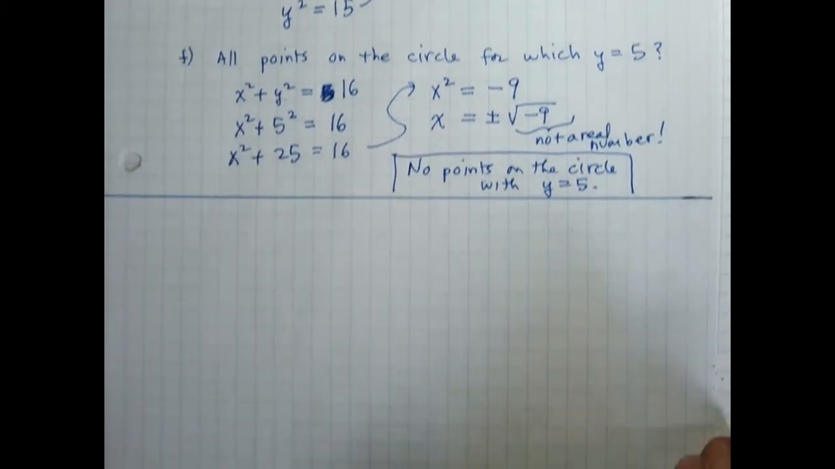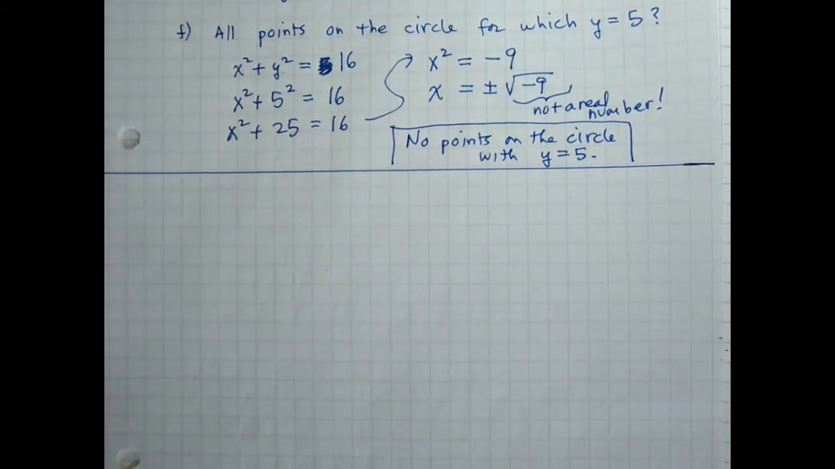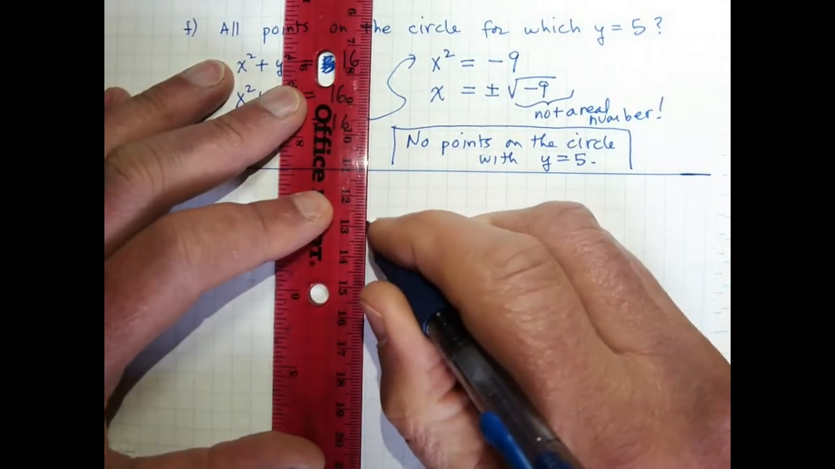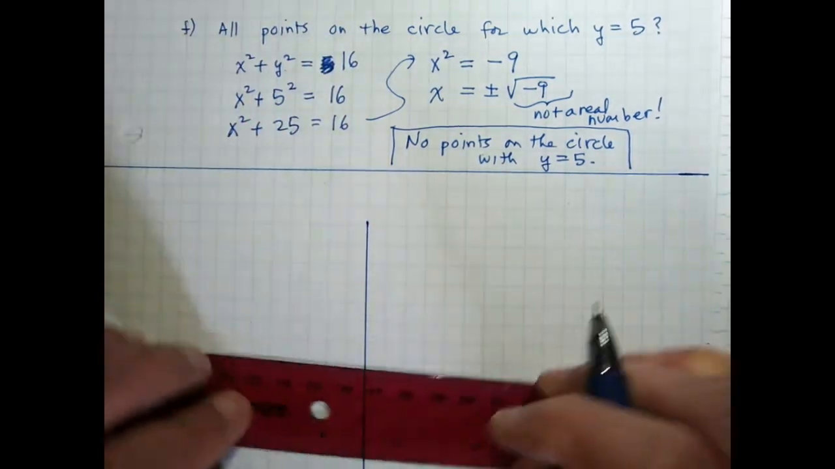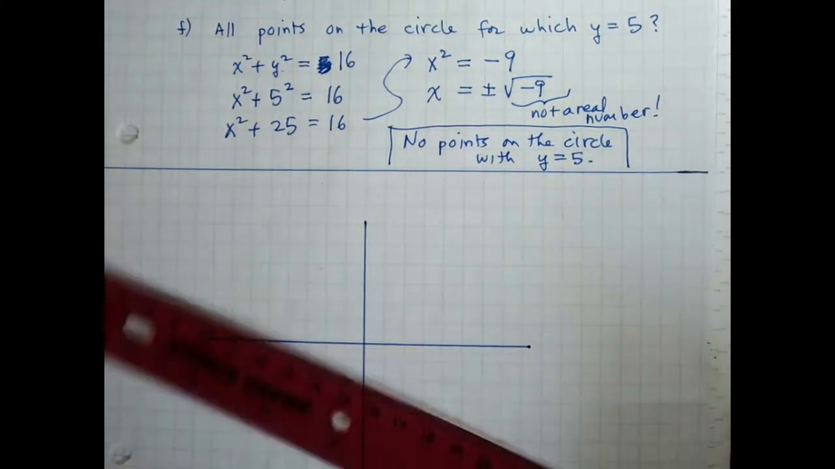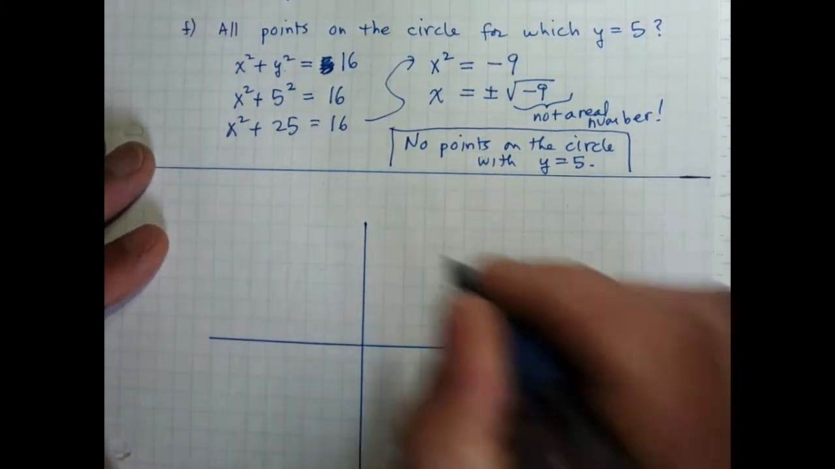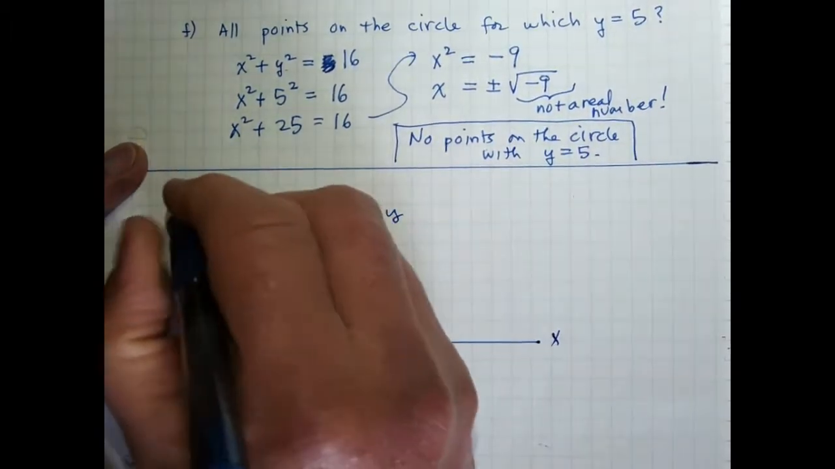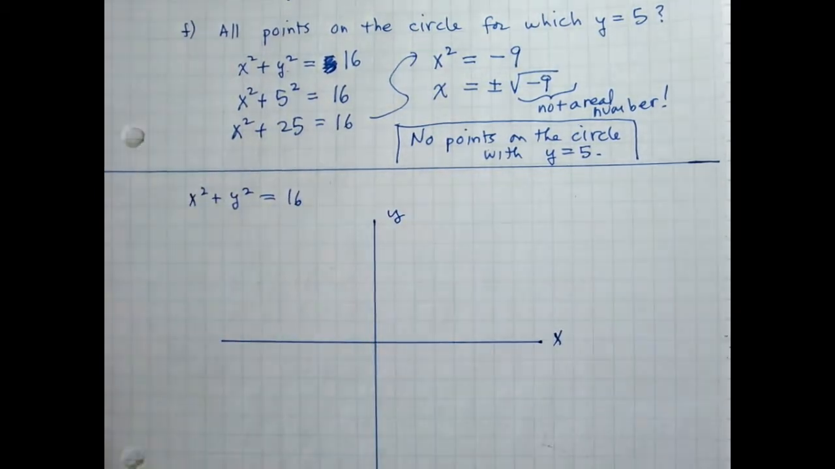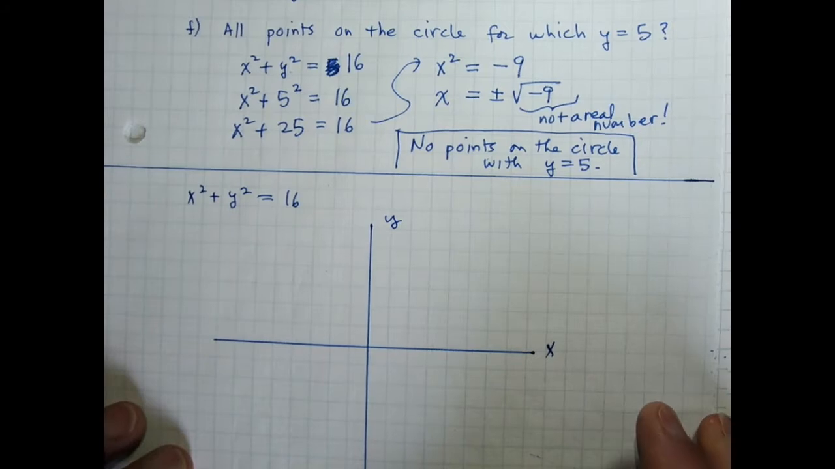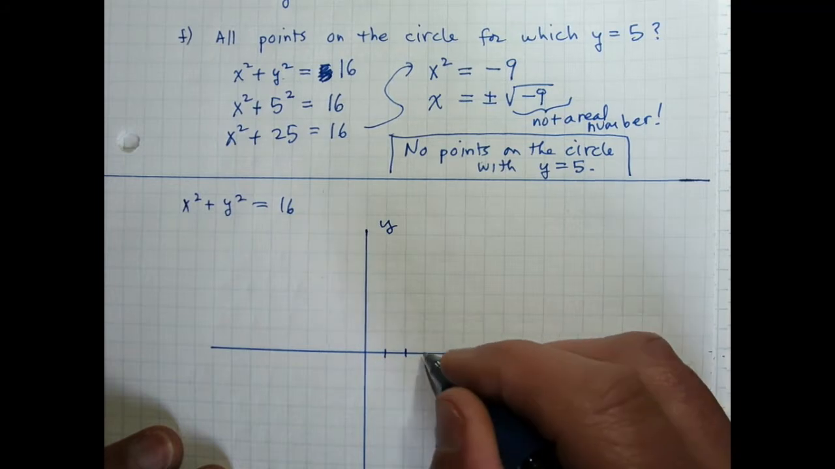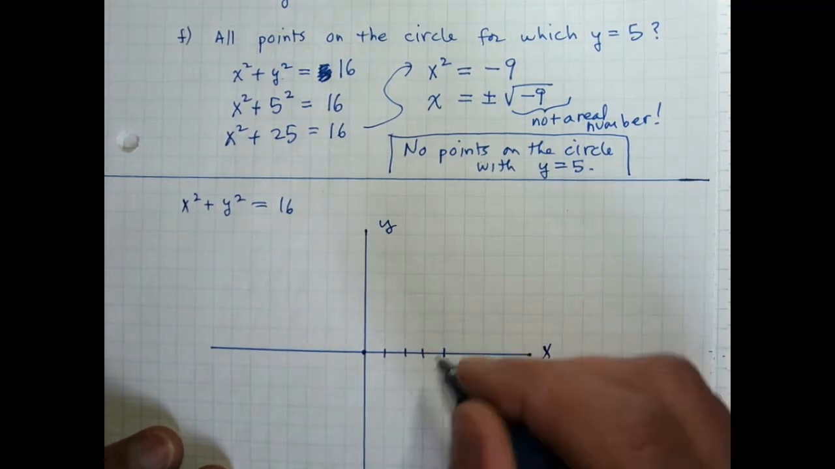Now that's the end of the exercise, but what I want to do before we move on is sketch the graph of this circle and actually look at where all these points lie on the graph, just to bring it to life a little bit. So this is x squared plus y squared equals 16, which, even without all these calculations, we could have graphed this circle pretty easily because we know the center is at 0, 0.